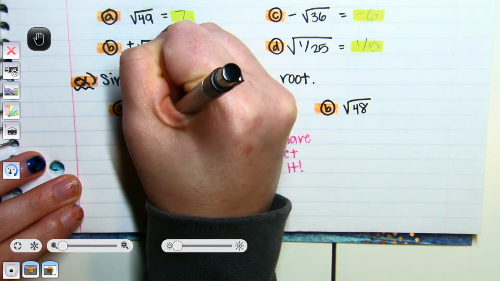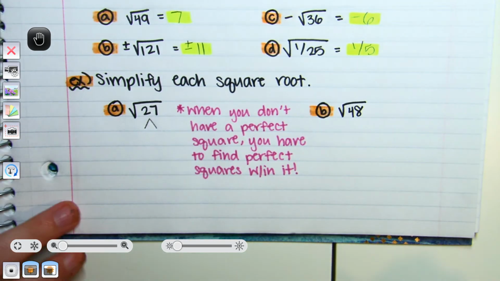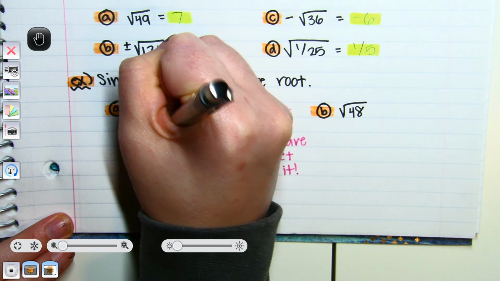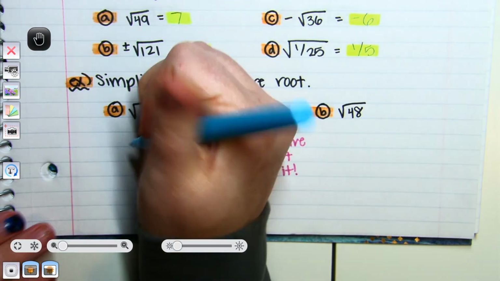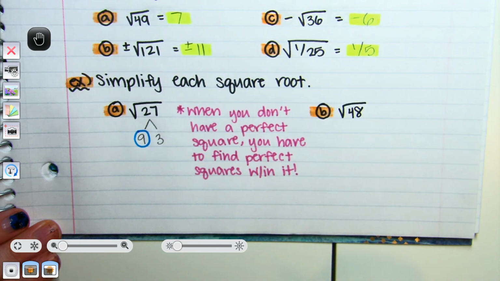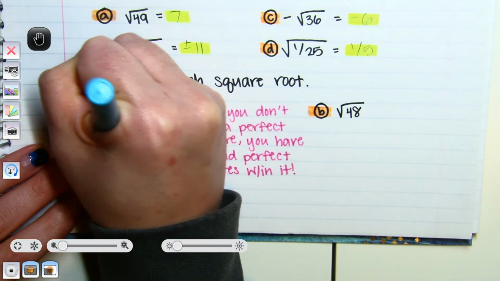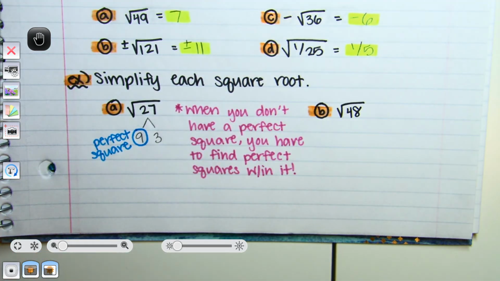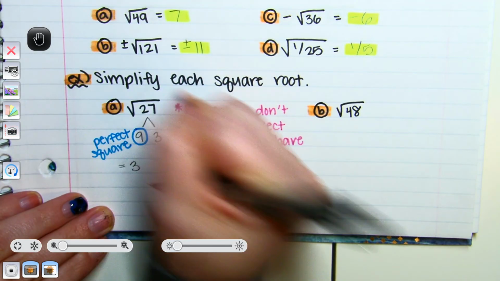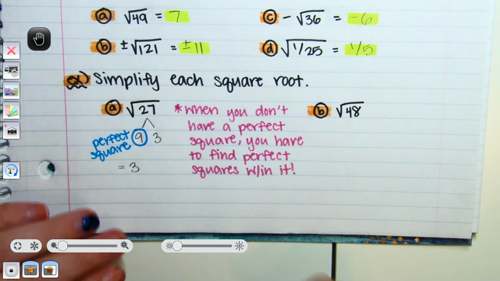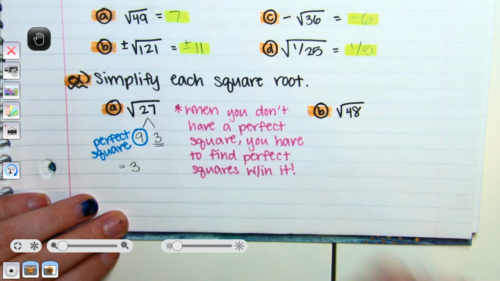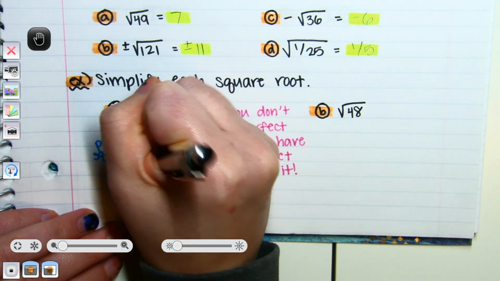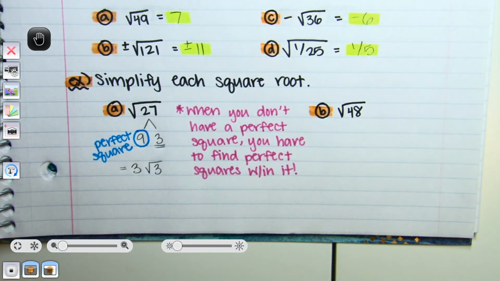So 27 is made up of 9 times 3. 9 is a perfect square, so I'm going to circle this. This is a perfect square. Which means, what is the square root of 9? Good, you should have said 3. So 3 comes outside of the radical, but then this other 3 here is left over. We didn't use it, so that stays under the radical.